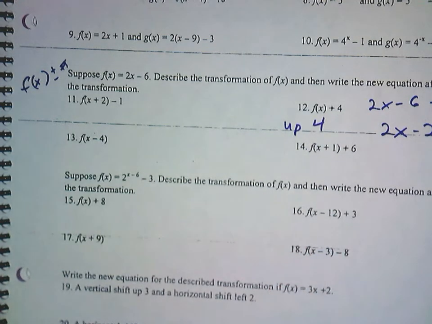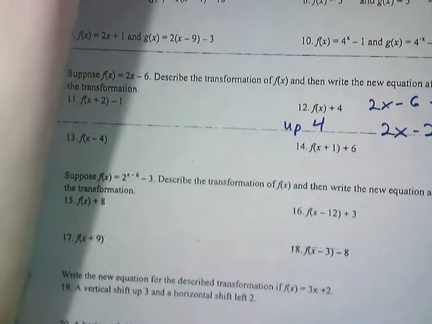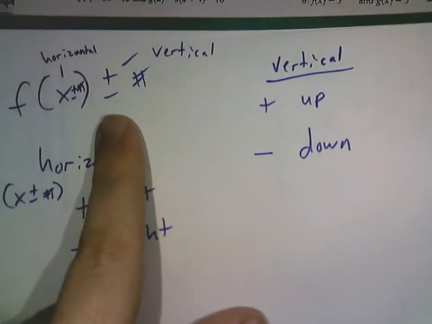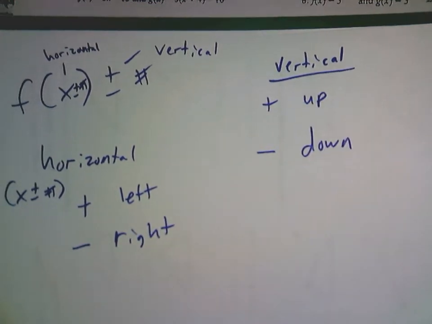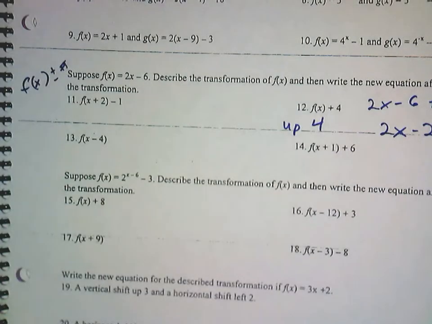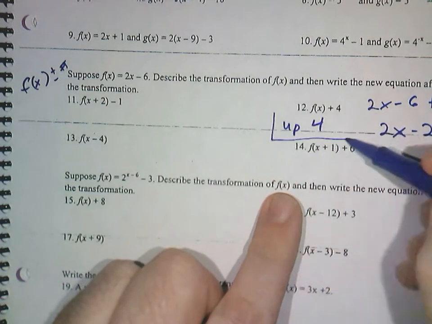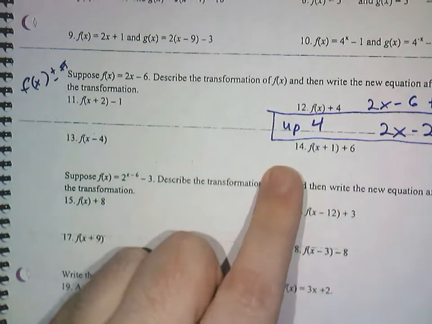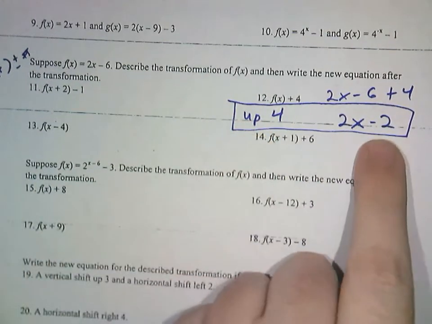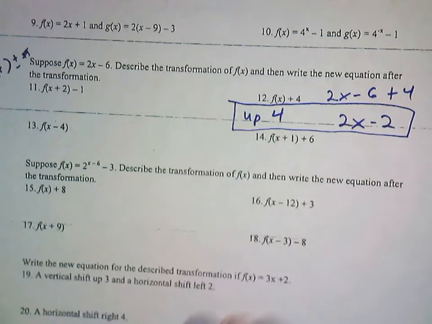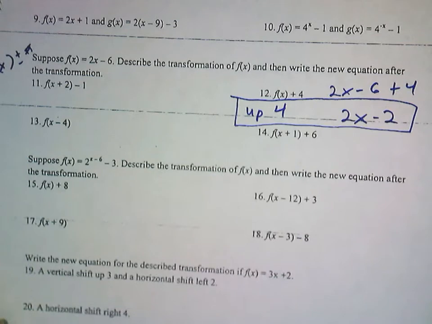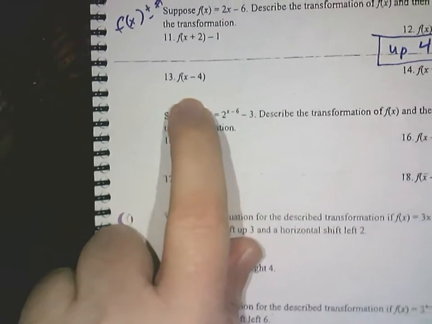Okay, so again, I added outside the parentheses and it went up 4 spots. Okay, so that's all I have to do. Those are my 2 answers for this problem. The new equation and then the description of what happened, it went up 4 spots. Okay, let's look at the other one that just has one transformation.